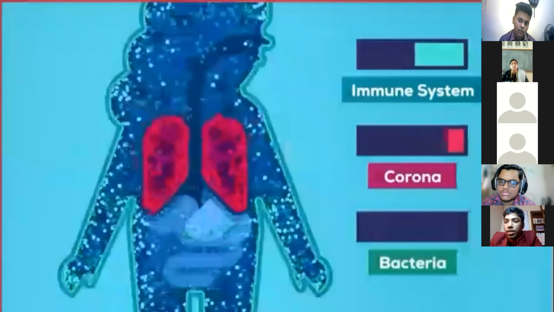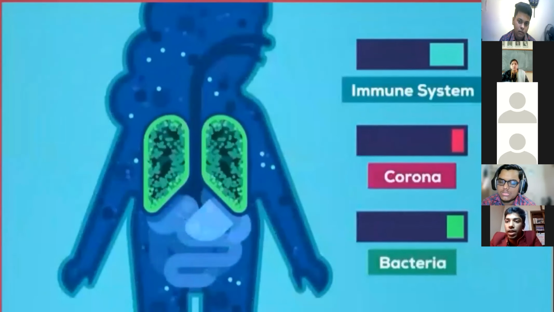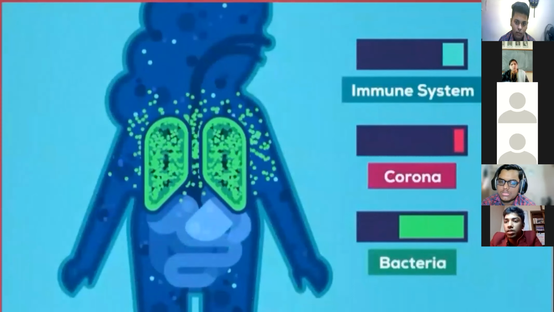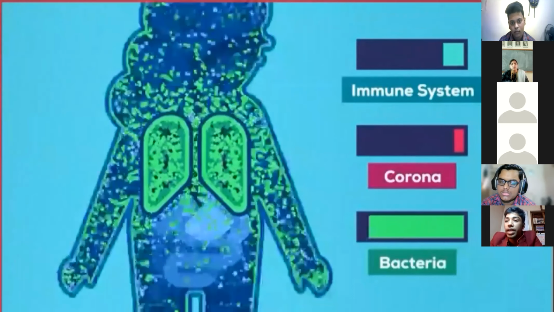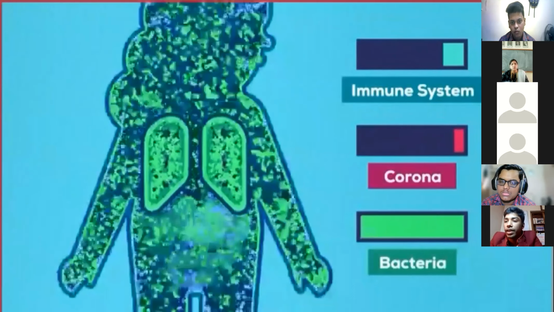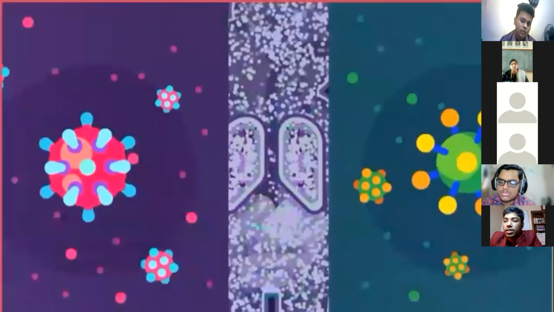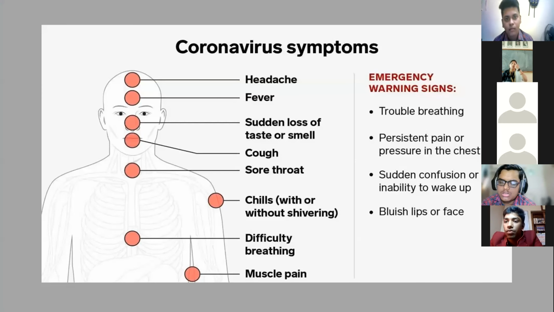You can see in the animation, the effect of corona is less, but due to suitable conditions, bacteria rapidly multiply and enter the blood and overrun the body. If this happens, death is very likely. Now we'll see in the next slide some symptoms of corona. The persons affected by corona may get headache, fever, sudden loss of taste or smell, sore throat, and so on. So that's about the symptoms.